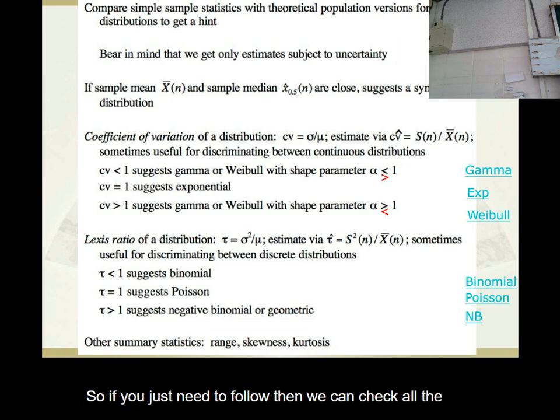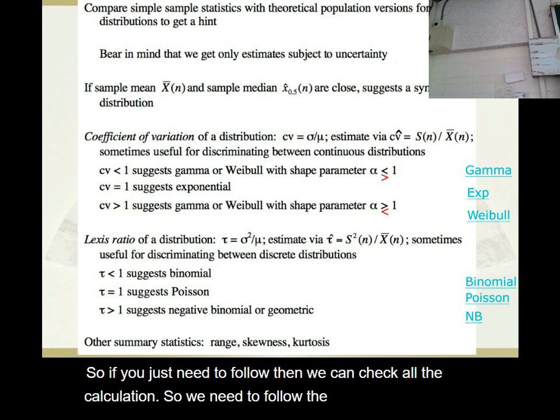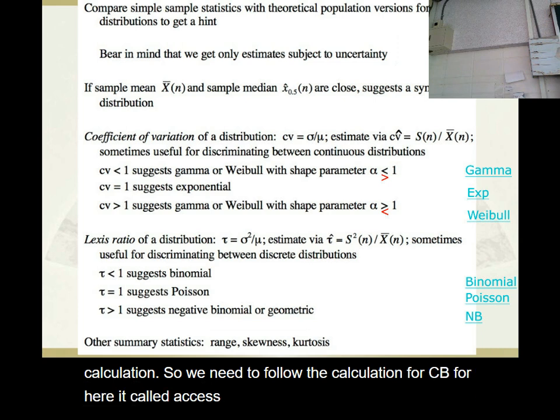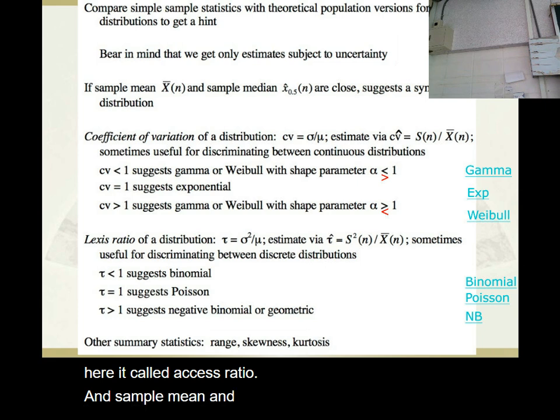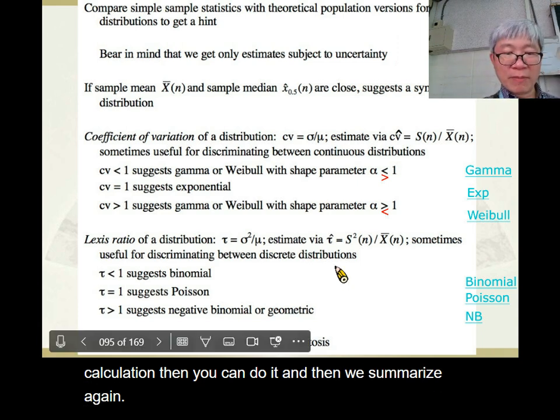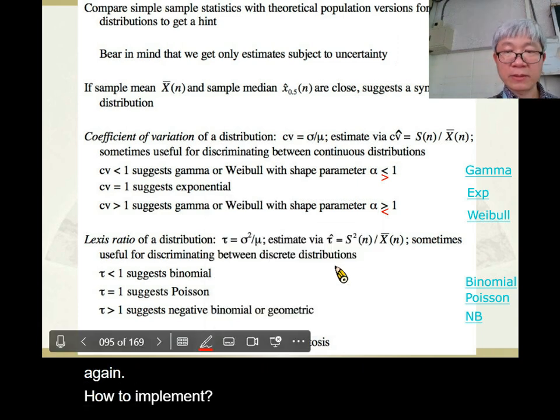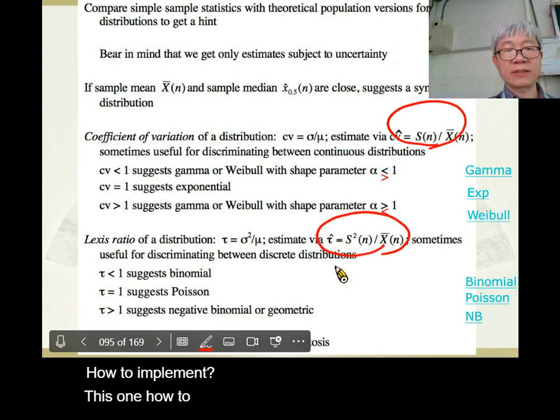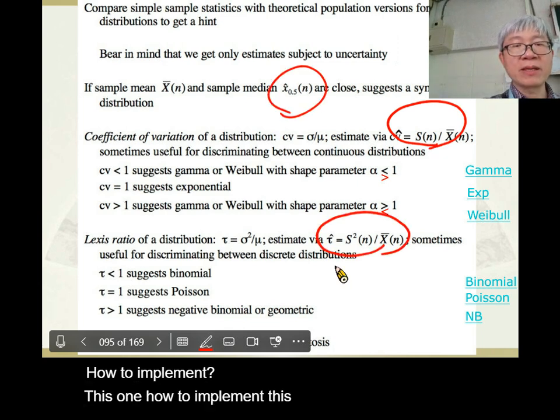So if you just need to follow, then we can check all the calculation. So we need to follow the calculation for CV. For here, it's called Lexis ratio. And sample mean and the median. So if you have all the calculation, then you can do it. And let me summarize again how to implement this one, how to implement this one. All right, how to implement all the two.